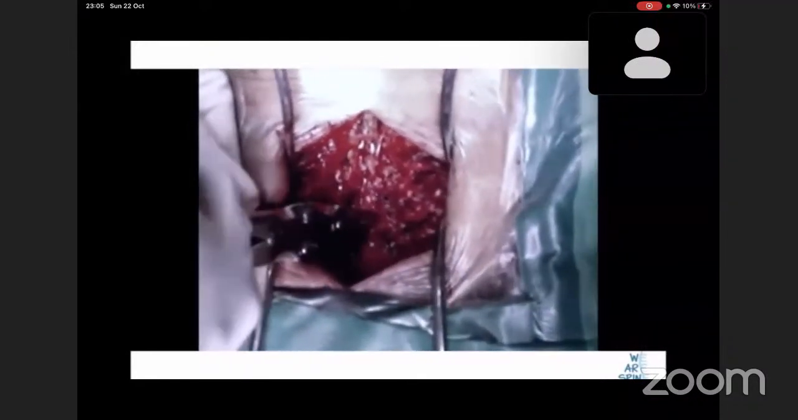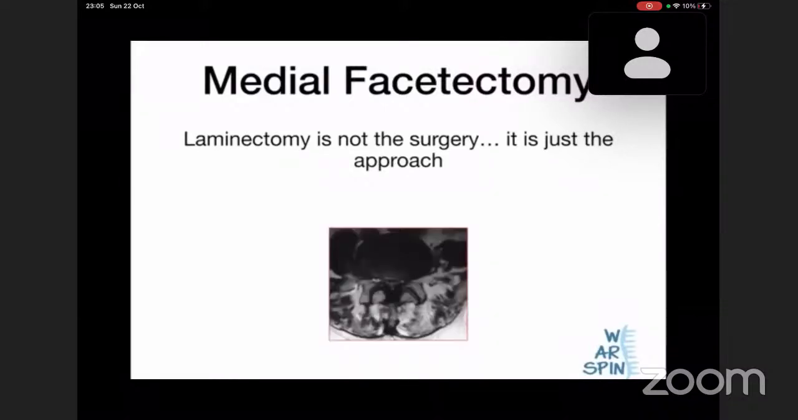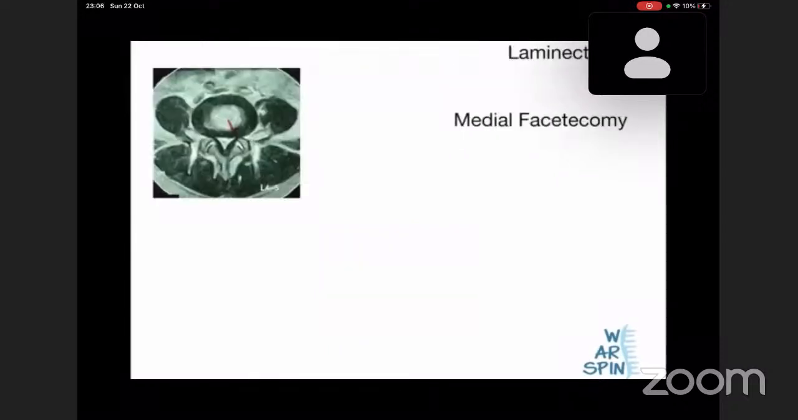So laminectomy is not the surgery, it's just the approach. What you want to do here is decompress the spine. So in order to decompress the spine, you have to remove the central compressing element, and also you have to remove the elements which are compressing the lateral recesses.